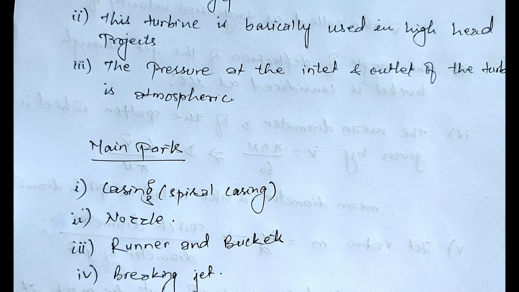And the last one is the braking jet. The braking jet is an additional nozzle that directs a small stream of water onto the back of the Pelton wheel after it has been stopped by the main high velocity jets.